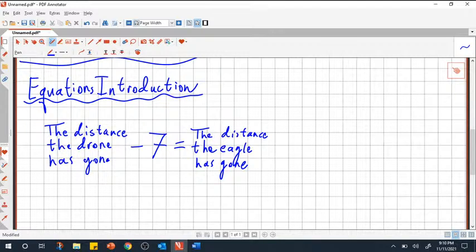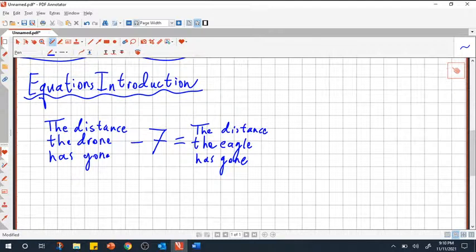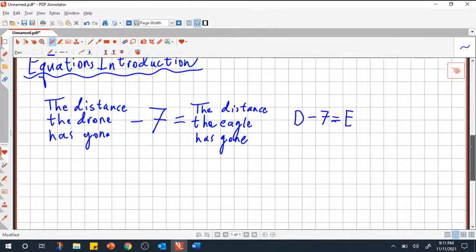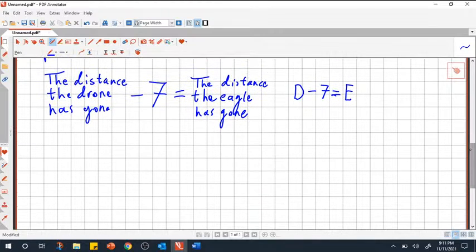Let's go ahead and make this modern style. So the distance the drone has gone, I'll use a capital D. If I take the distance the drone has gone and subtract 7, that's going to give us the distance the eagle has gone, which I'm going to call capital E. So part of the reason we write these equations is that when I'm giving you the distance that the drone has gone, we're actually replacing the D with that distance.